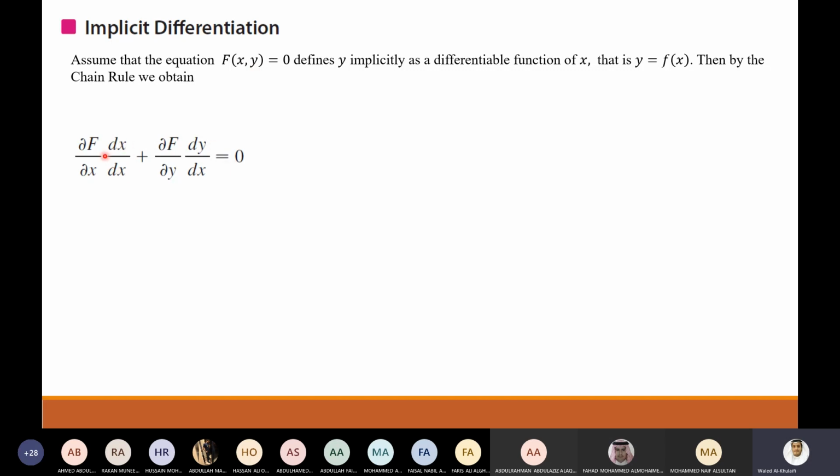So what is the derivative of x with respect to x? This guy equals what? It gives us 1. Very good. So we have only partial f by partial x plus partial f by partial y times dy by dx.